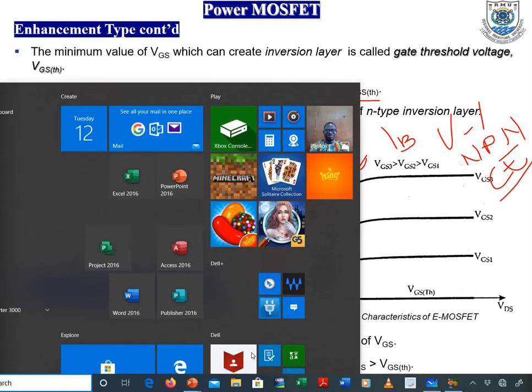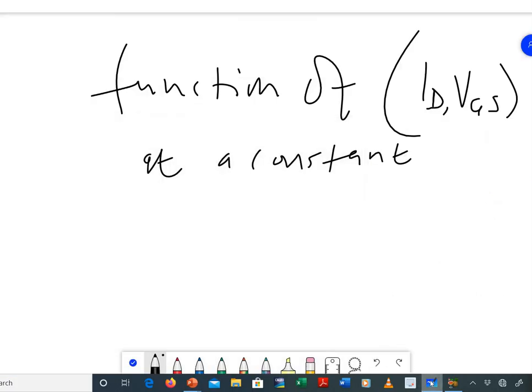So at a constant VGS. This is VGS. So that is what we are looking at right now. Okay, so that is what is happening. So it's a function.